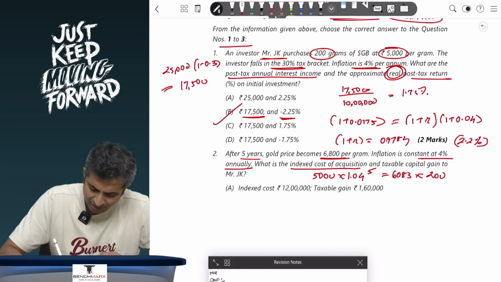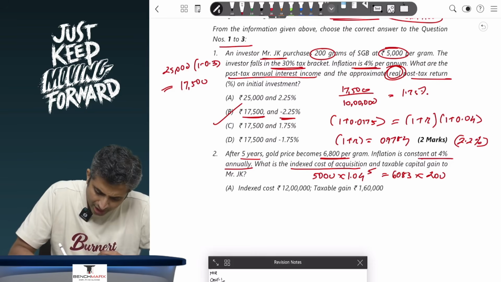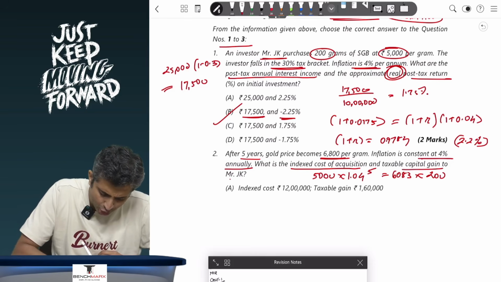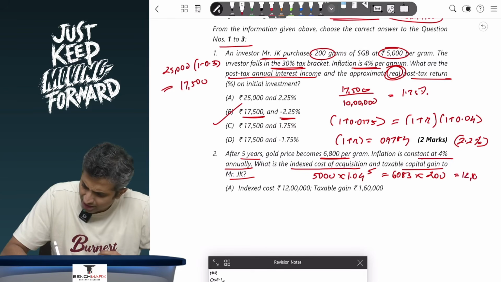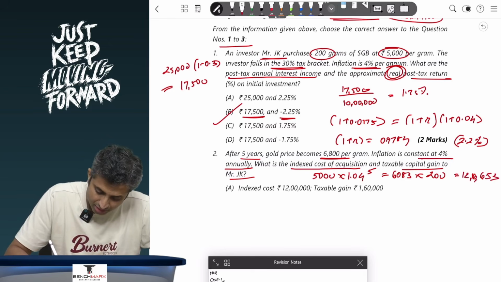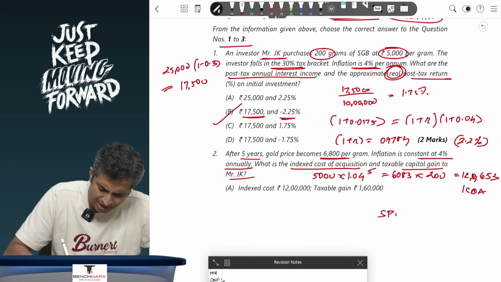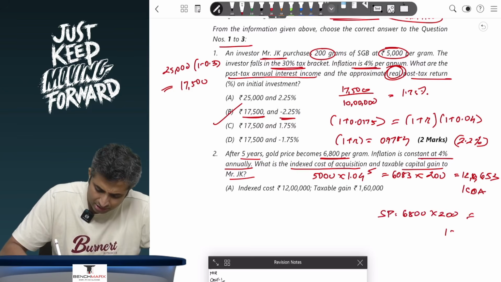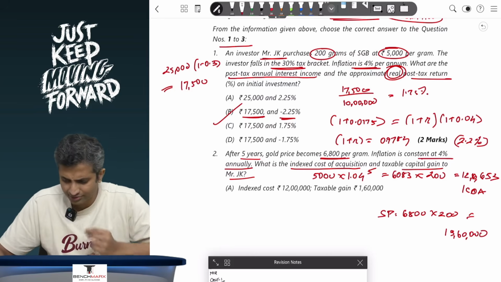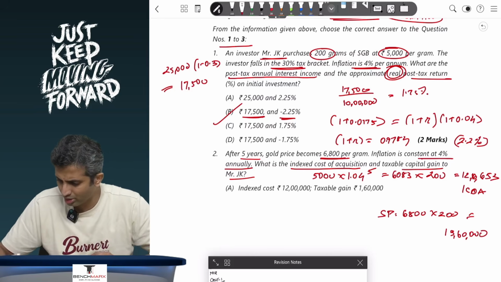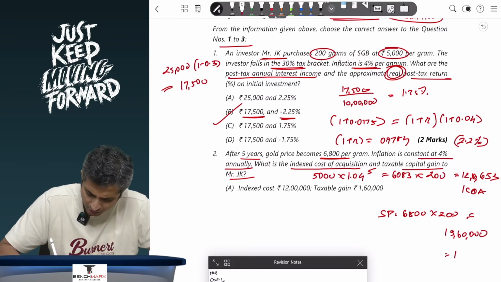This will come to around 12 lakh 16,000 and something. Okay, and the taxable capital gain to Mr. JK: this is 12 lakh 16,653 approximately, and this is the ICOA, index cost of acquisition. If I compare this with the sale proceeds, this is 6,800 into 200, which comes to 13 lakh 60,000. So if I take the difference between these two, this will be around 1 lakh 43,347, which will be the capital gain.